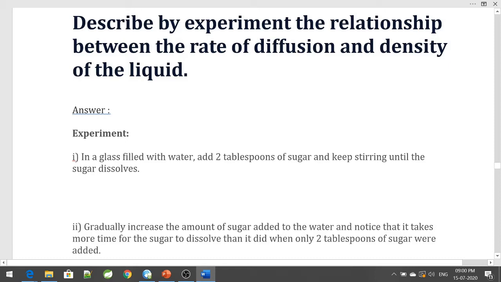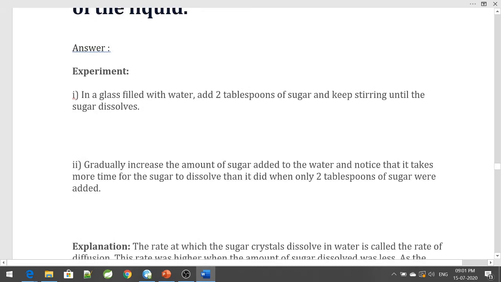Experiment. In a glass filled with water, add 2 tablespoons of sugar and keep stirring until the sugar dissolves. In a glass filled with water, how many tablespoons? Only 2 tablespoons of sugar we are adding. Gradually now increase the amount of sugar in the same water. So more time it will take. It will take more time to dissolve it.